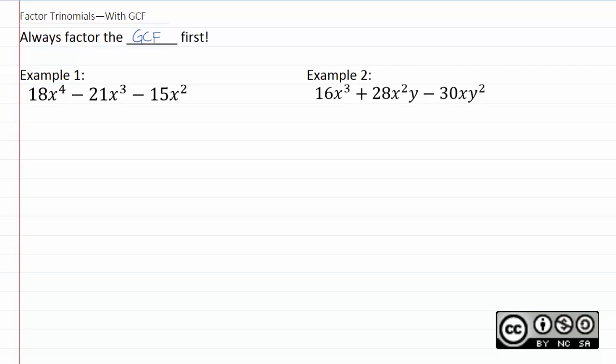Just make sure you do that first, because if you don't, you're going to be making your problems a lot harder than they really are. Let's take a look at example 1.